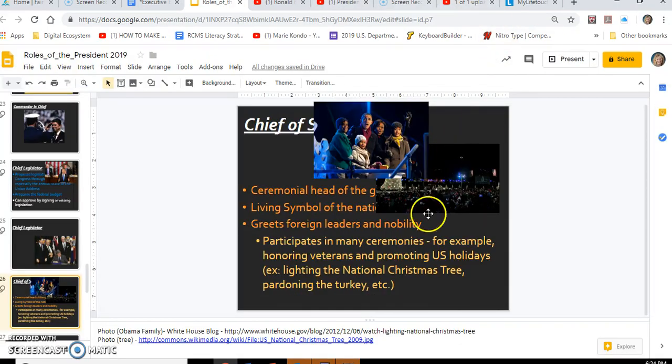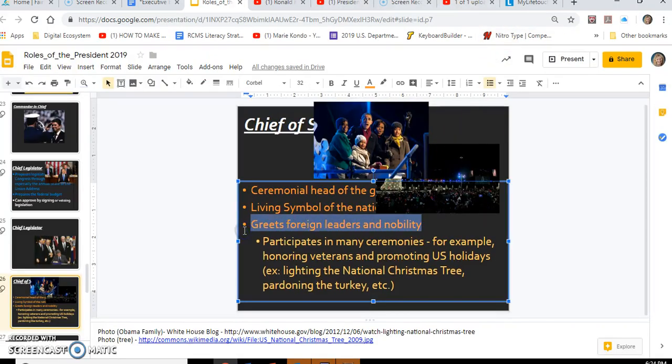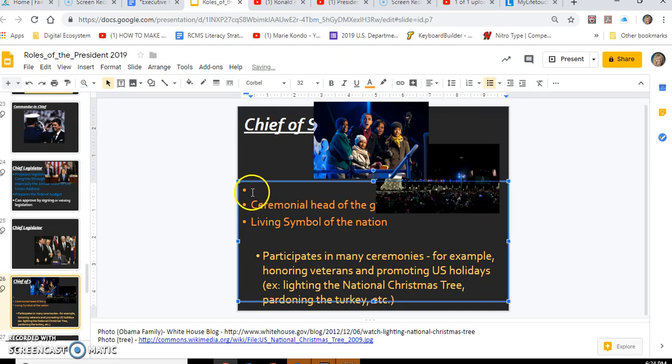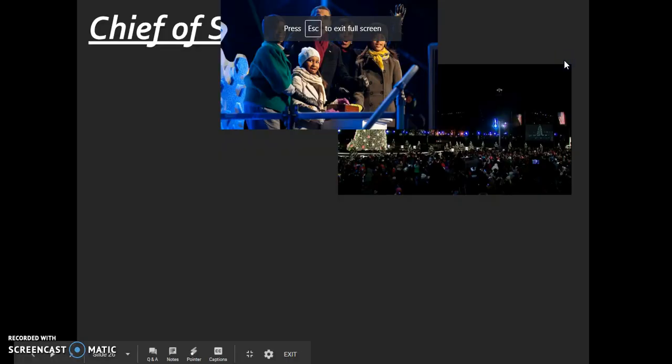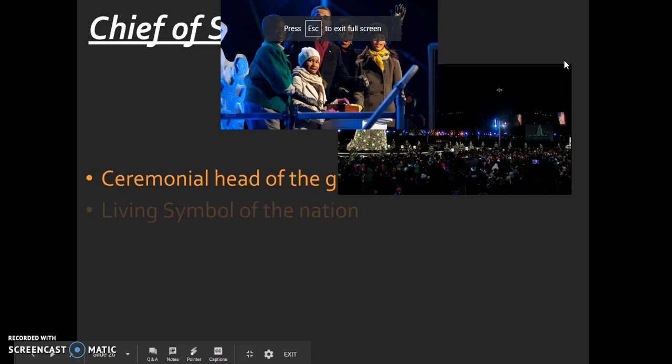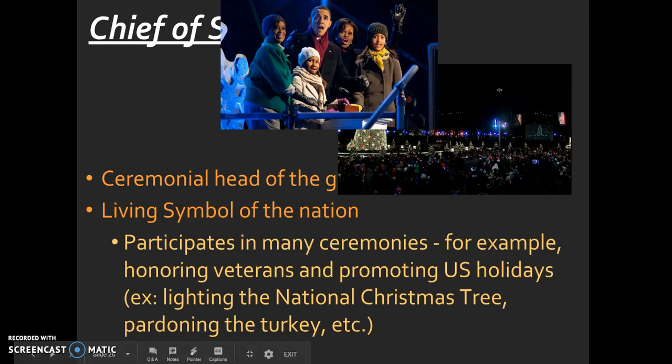You know what? Actually, while I'm in here, I'm just going to take this out because I think it makes it confusing. Usually when the president is doing things with other leaders, that has to do with being the chief diplomat, and that's not what the chief of state is. It's when you want just the president to be there because he's the president.